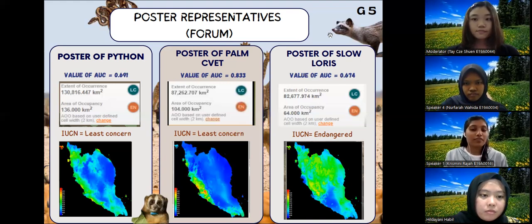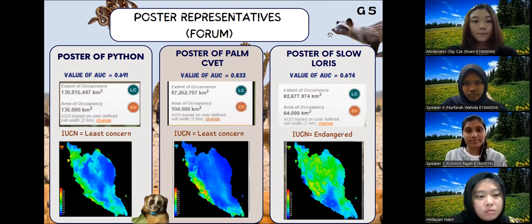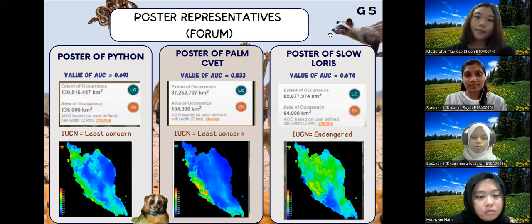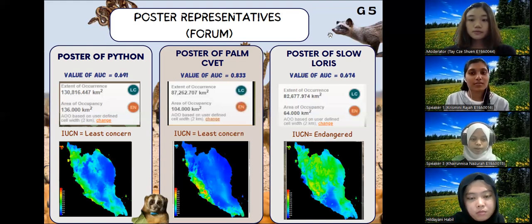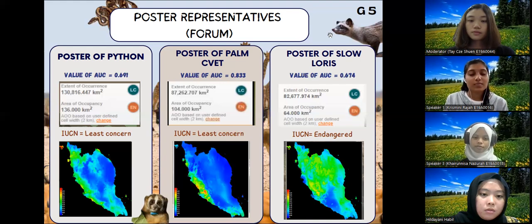Yes, I do. First of all, I would like to know about the map in the poster of palm civet. Based on the map, why are there more blue colors compared to others? Does the color indicate any meaning? The blue-colored gradient means that the region has a low probability of the species being present or inhabiting that area. Thus, from the palm civet map, we can deduce that the palm civet species might be rare or they might not inhabit the area, resulting in the blue-colored gradient presented on the map. This is because we can assume that the area is not a suitable habitat for the species to inhabit or adapt to in that region.